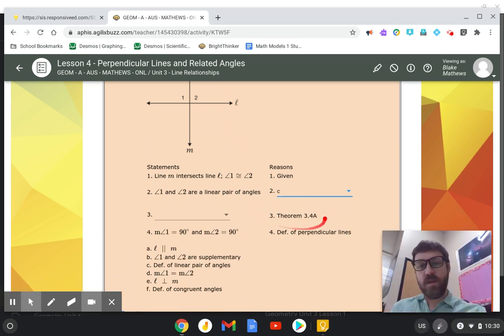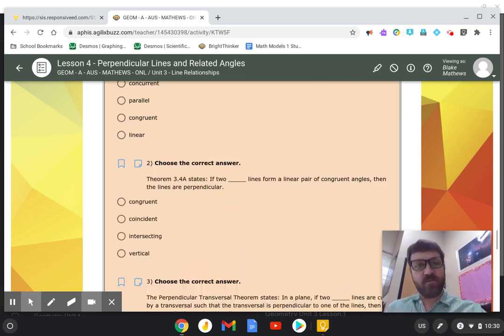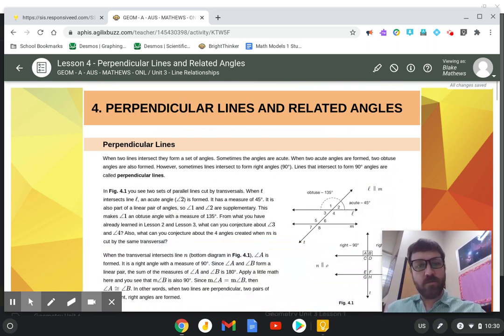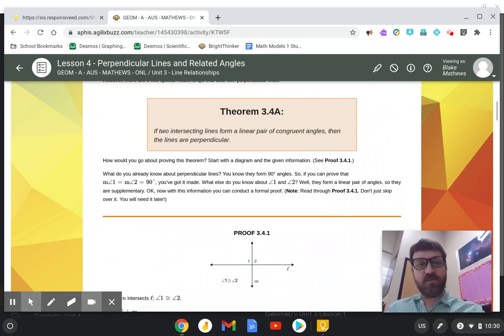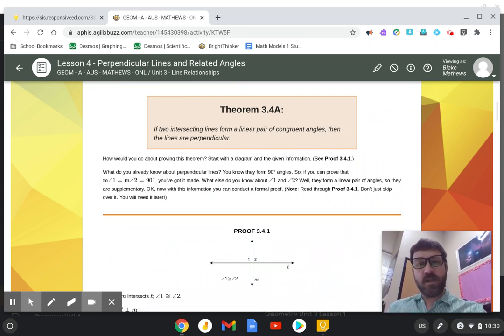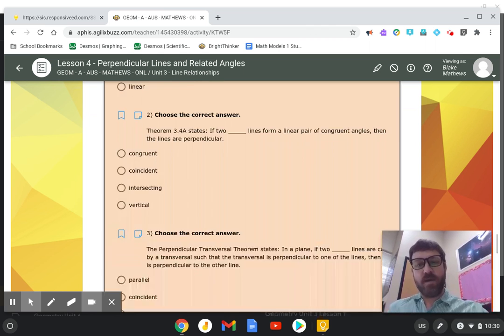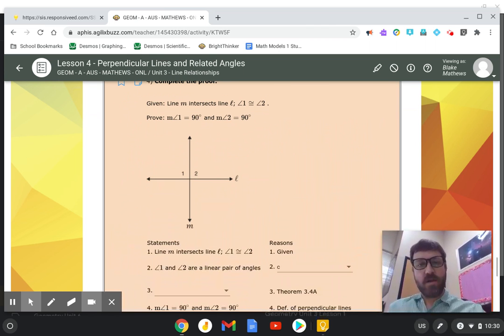And the next one says to use theorem 3.4a. So we should go check what 3.4a says. Let's run up here and look. 3.4a was the first one we covered. It says if two intersecting lines form a linear pair of congruent angles, then the lines are perpendicular. So we know that because we have a linear pair here at angle 1 and angle 2, and these angles are congruent, that means that these lines are perpendicular. So that's what we need to be looking for.